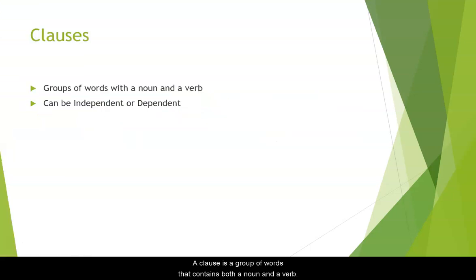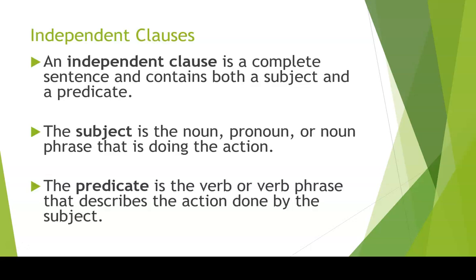A clause is a group of words that contains both a noun and a verb. These can be independent clauses, which are clauses that can stand on their own as complete sentences, or dependent clauses, which are clauses that can't stand on their own and must be attached to an independent clause to be part of a complete sentence. An independent clause is a complete sentence containing a subject, that is the noun, pronoun, or noun phrase that's doing the action, and a predicate, the verb or verb phrase that describes that action.